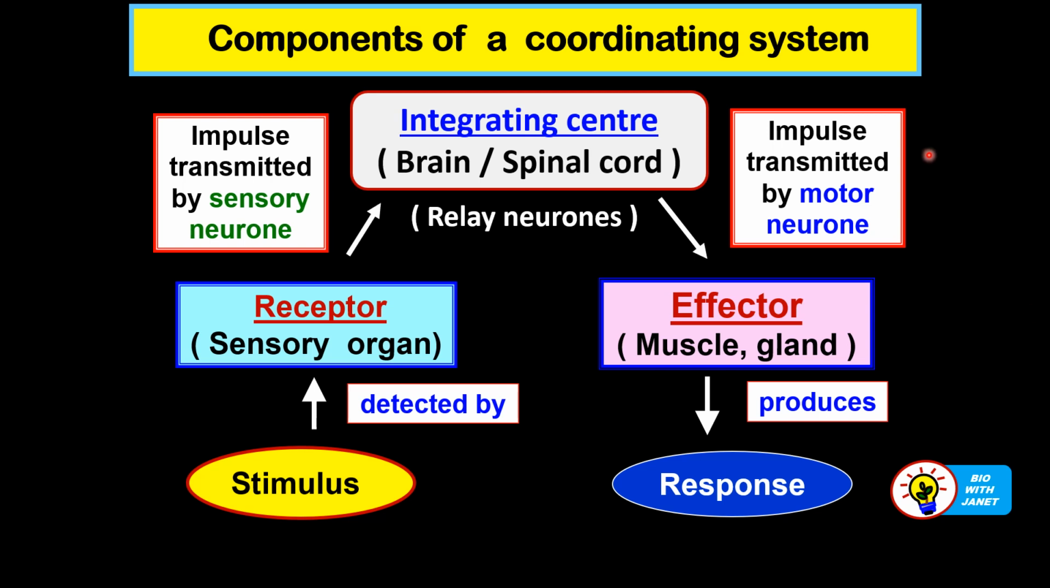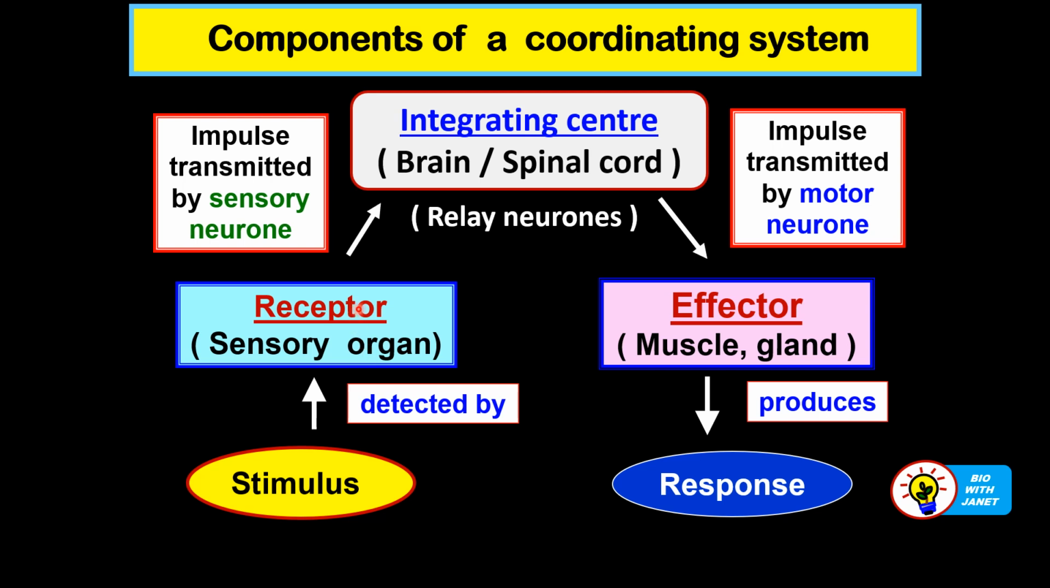Now, before we go on, we have to know the various components of a coordinating system. All right, they're altogether around 7 components, starting with the stimulus. So stimulus is a change in the environment. It is detected by a receptor, which can be found in the sensory organs like the ears, eyes, and nose. And also there are receptors in the internal organs in the body.